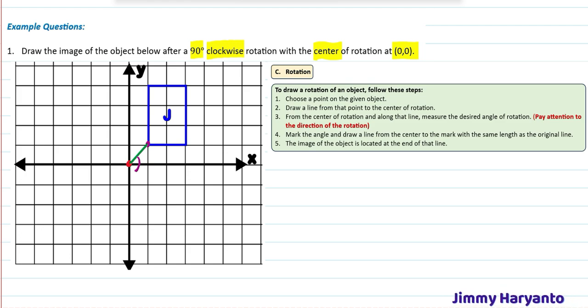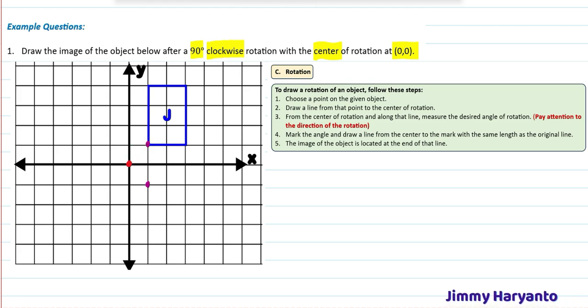And then what do you do next? Mark the angle. I already marked the angle right here, and then draw a line from the center to the mark with the same length as the original line. The original line is 1 unit diagonally. That means this one has to be 1 unit diagonally also. So the image will be at the end of the point. It will be right here. There we go. This is our image for the first point, the purple one.